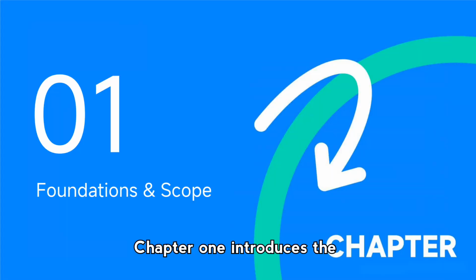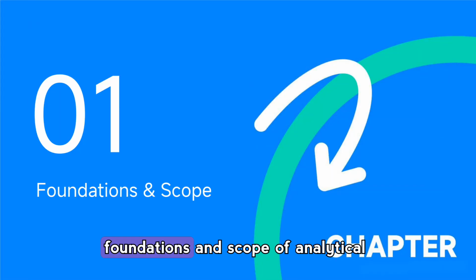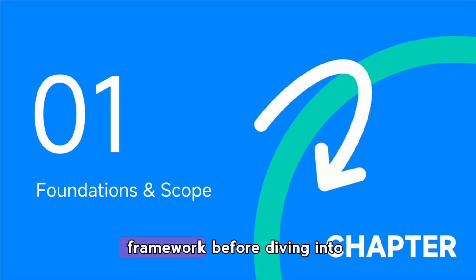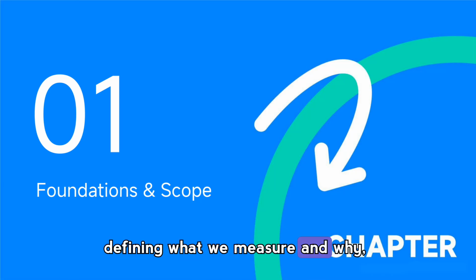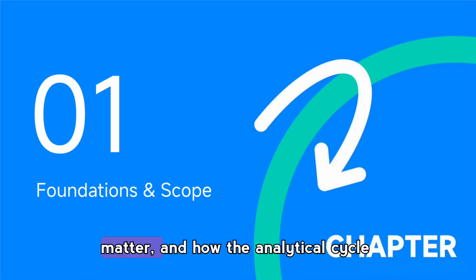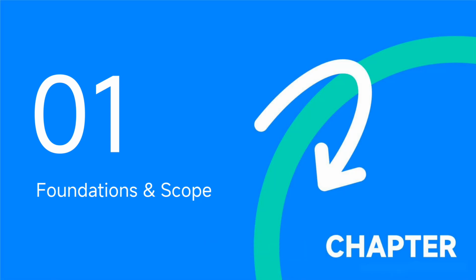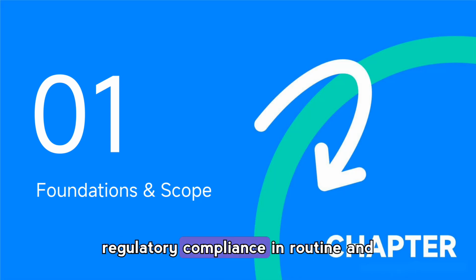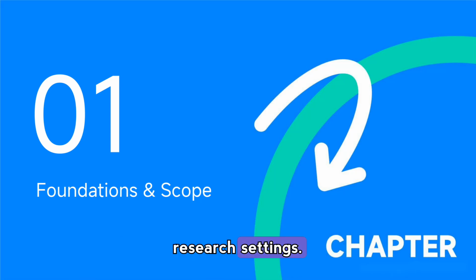bench. Chapter 1 introduces the foundations and scope of analytical chemistry, so we can set a common framework before diving into methods. Think of this section as building the analytical mindset, defining what we measure and why, how traceability and reproducibility matter, and how the analytical cycle shapes method development and regulatory compliance in routine and research settings.